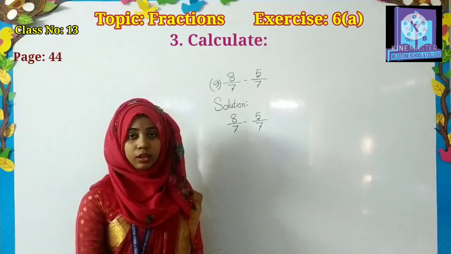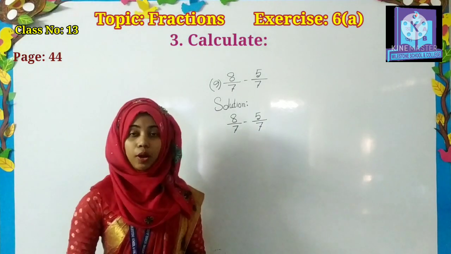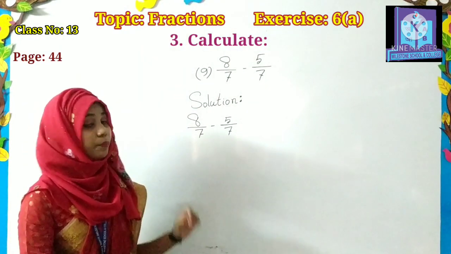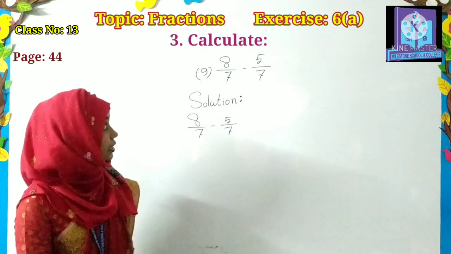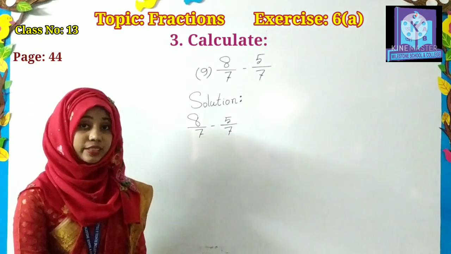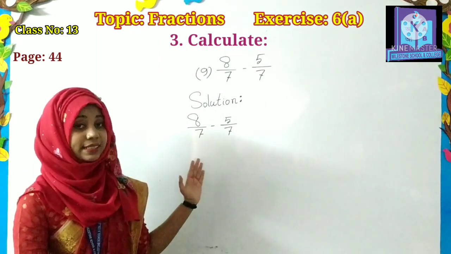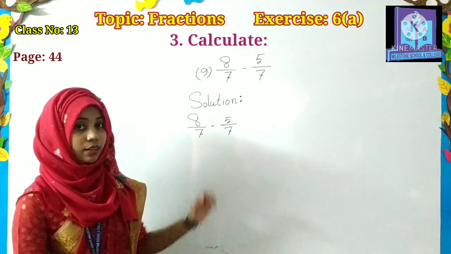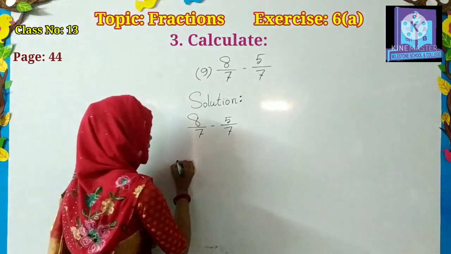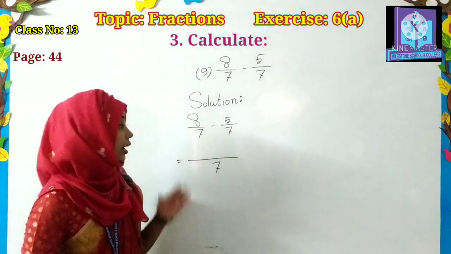Okay. Now dear students, we will solve number 9 of problem number 3. This is a subtractional method. So our question is 8 by 7 minus 5 by 7. Now dear students, look at the denominator. The denominators are same, 7 and 7. It means our common denominator 7. So I can write down 7. We will just calculate the numerator.